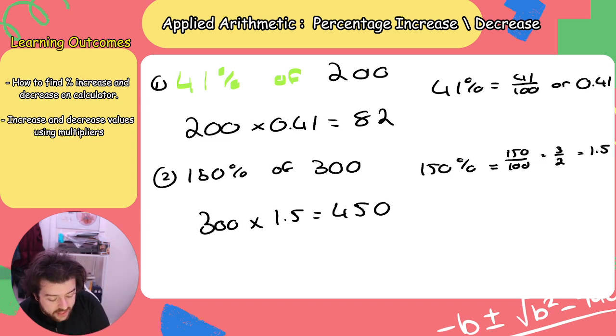So these numbers here, this 0.41 and this 1.5, are called multipliers. When we want to find a percentage of something, we can easily do it by finding its multiplier. If I'm finding 41% of something, its multiplier is just its decimal form, which is 0.41. If I'm finding 150% of something, its multiplier is 1.5, because 1.5 is the same as 150%.